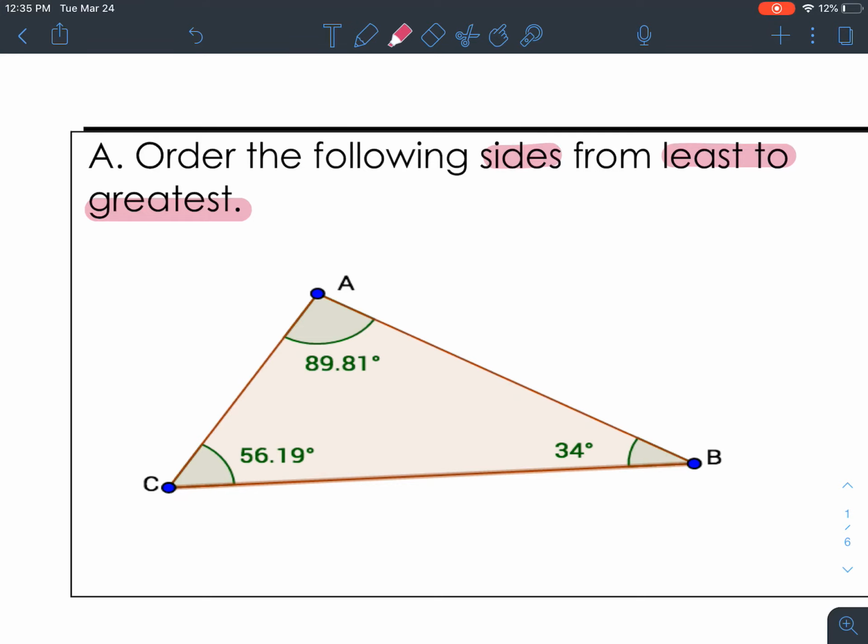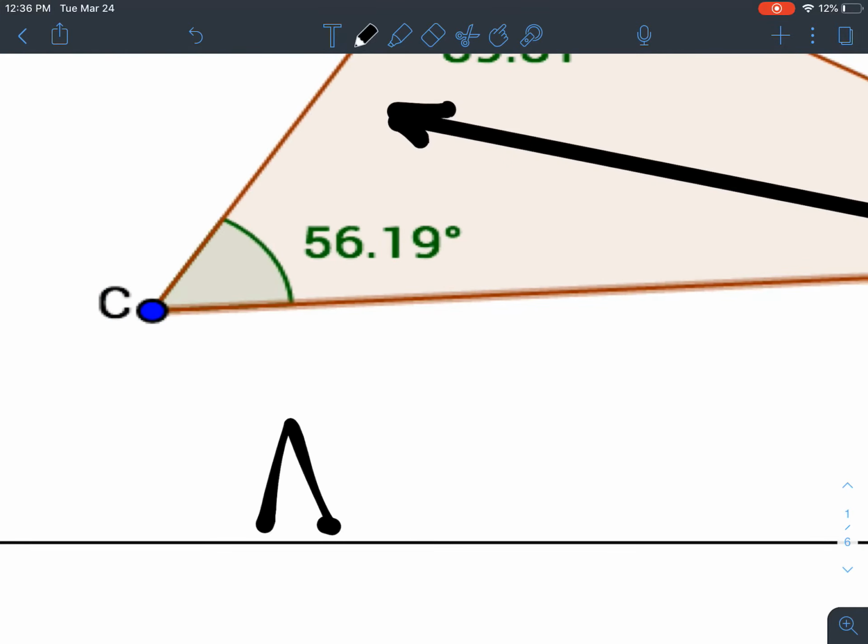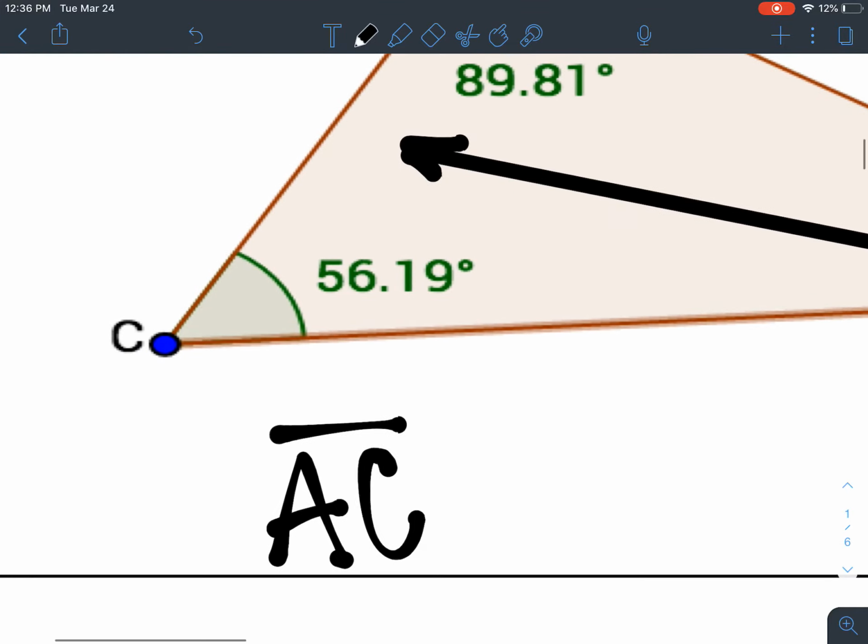So if you notice about this triangle, though, all right, we're given the angle measures, but we have to order the sides. All right, so to do this, if I wanted to find my smallest side, what I'm actually looking for is my smallest angle, okay? So my smallest angle is the 34. So to determine which of those sides is the smallest, I go opposite of that angle, and that has to be my smallest side. So AC is my smallest side.